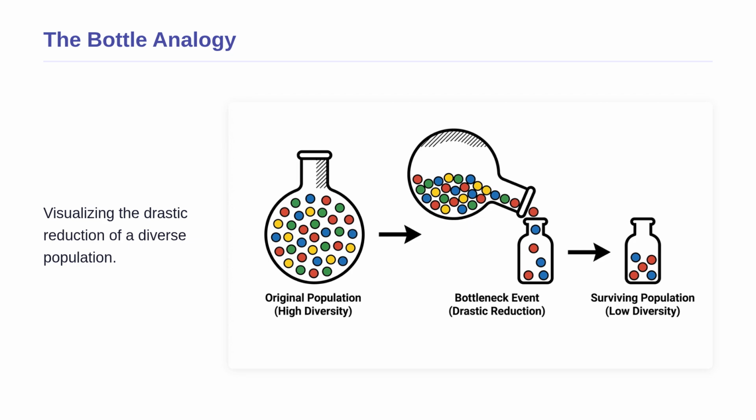Finally, on the right, we see the surviving population. It is much smaller, and more importantly, it has lost almost all of its original color variations. The new population is genetically uniform, simply because of the random chance of who survived the event.